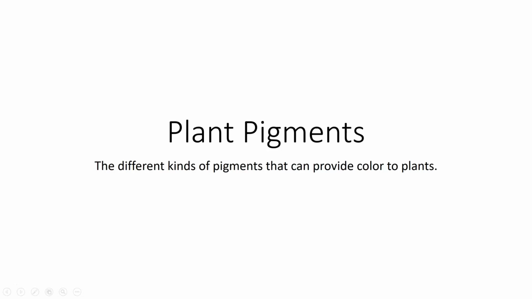Pigments are chemicals that add color. There are many that are made by plants that humans then use. In this segment, we will talk about the various kinds of pigments that are made by plants and the chemical structure of the pigments. There are 4 major types of plant pigments, and they do different things.